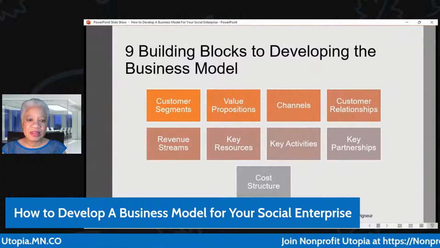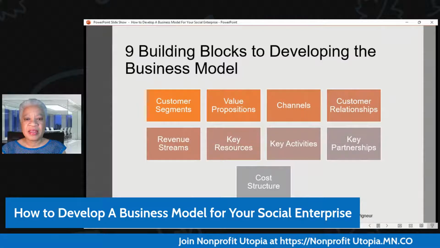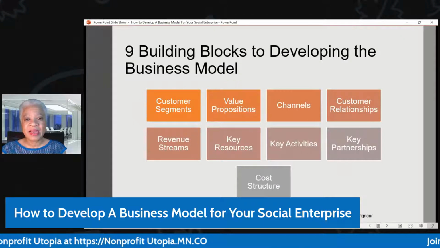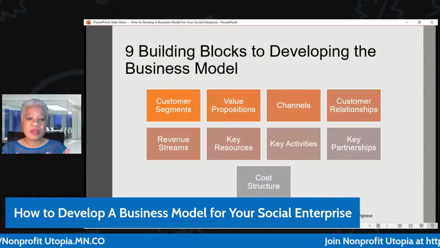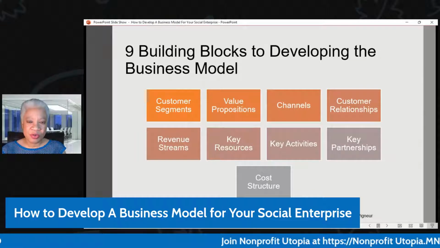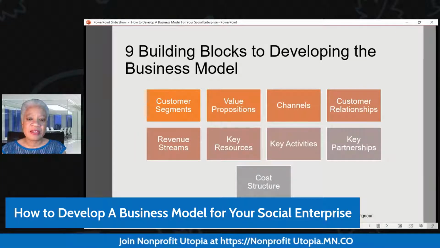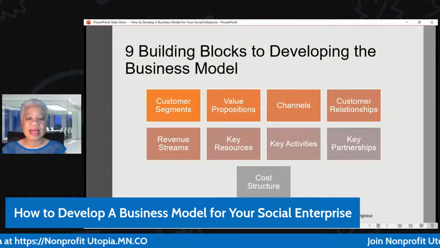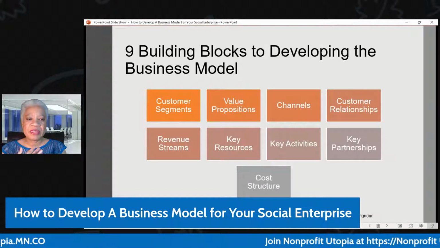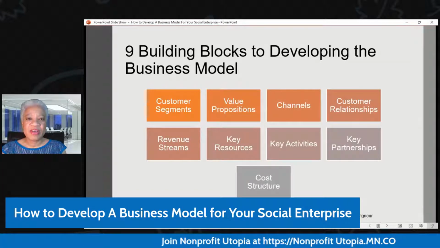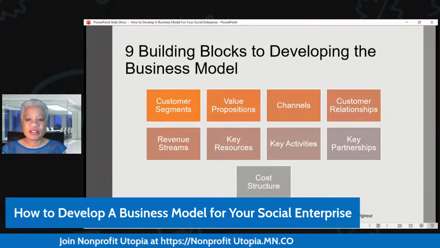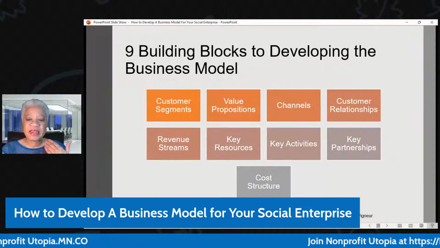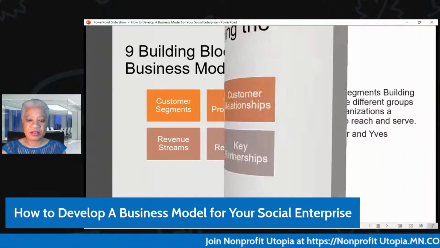And typically, the business model has 9 parts, and there are different business model canvases that might have more than 9 parts, might have fewer than 9 parts, depending on what sector you're working in, what it is you're trying to achieve, and what your particular needs are. But for today's presentation, we're going to talk about the 9 building blocks. The 9 building blocks include your customer segment, the value propositions, the channels, the customer relationships, revenue streams, key resources, key activities, key partnerships, and the cost structure.